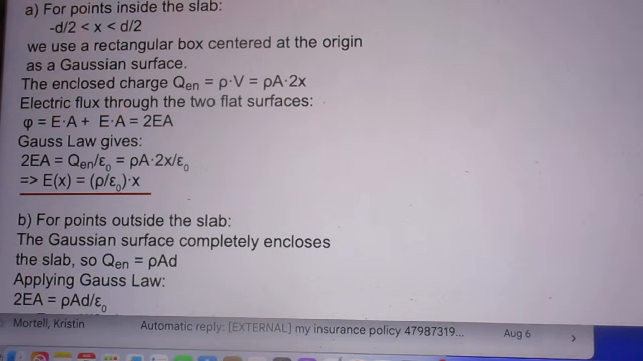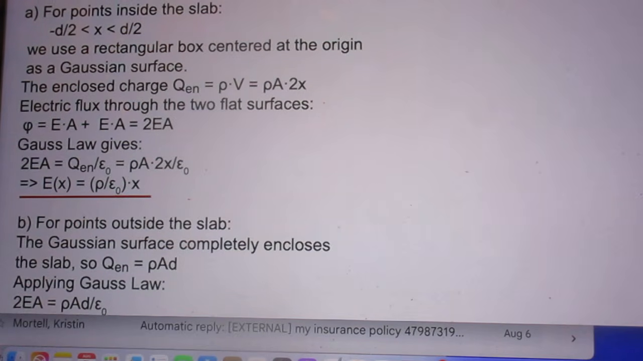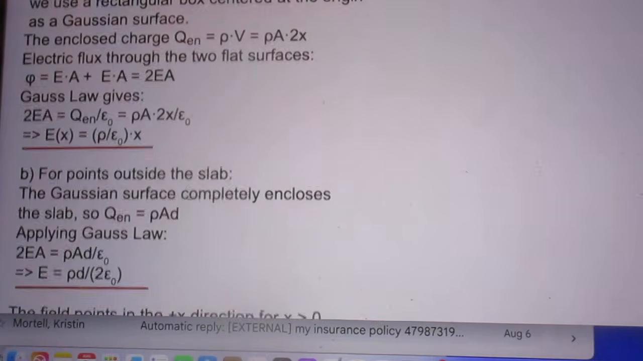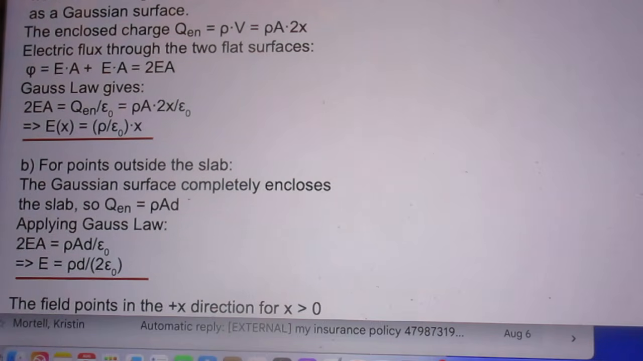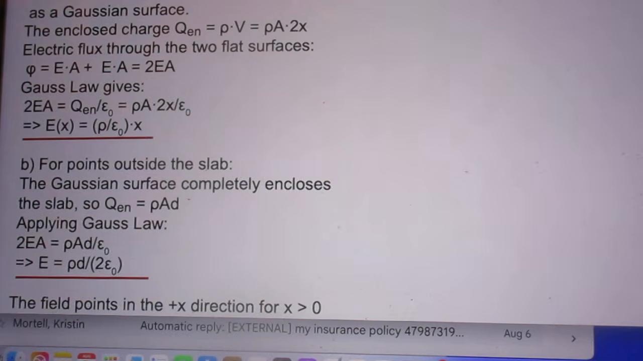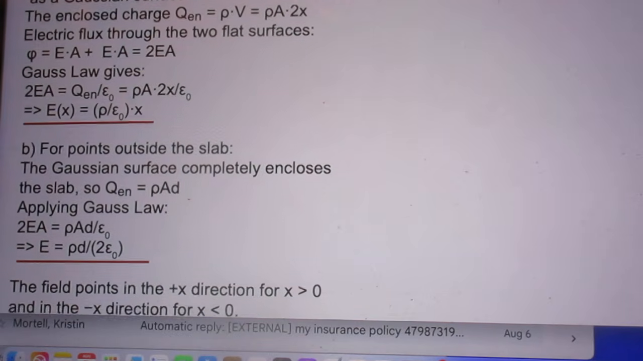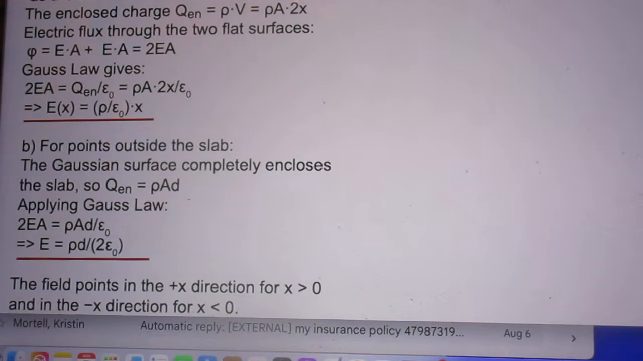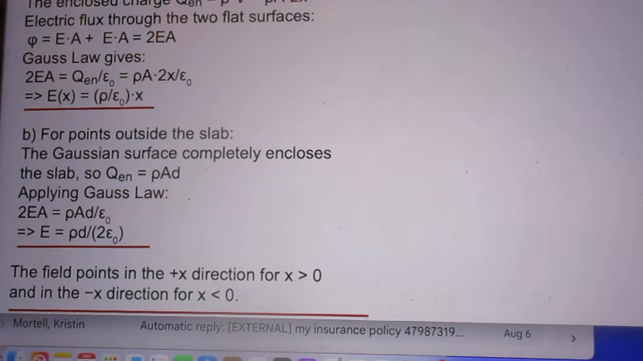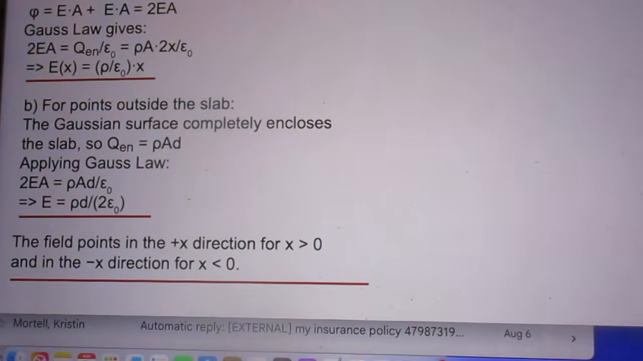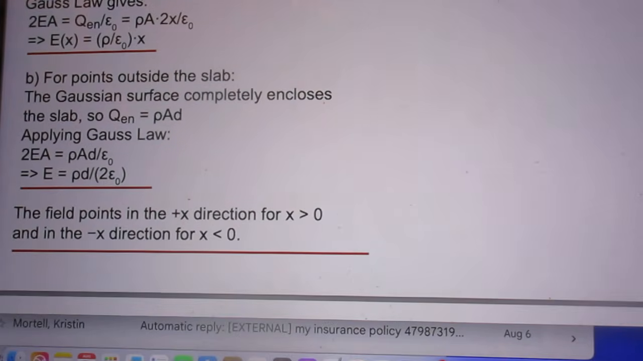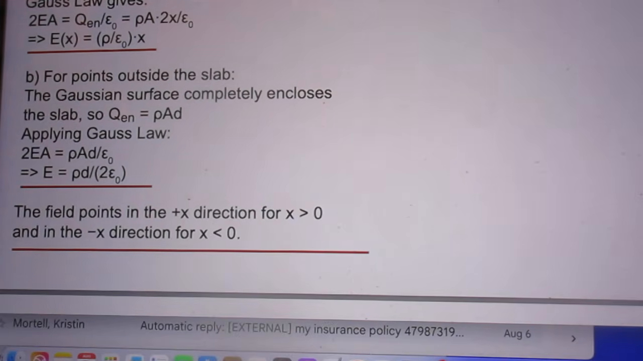Application of Gauss law. So he first can calculate the enclosed charge, Q enclosed. And then he calculates the flux through the surface, phi. And then he uses Gauss' law that flux is enclosed charge divided by epsilon 0.